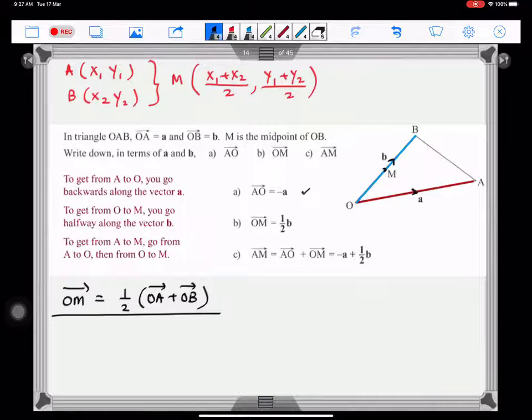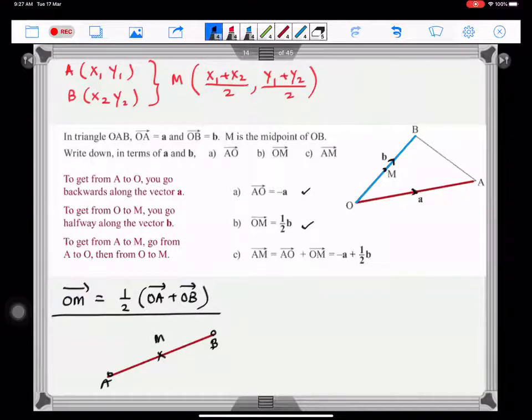That's the general rule of OM: if OA and OB are given, and M is the midpoint of AB, OM is half of OA plus OB, according to the midpoint formula. So remember this rule. In this question, you cannot apply whatever you have learned earlier without looking at the diagram, because now M is not the midpoint of AB, M is the midpoint of OB. So OM is simply half B.